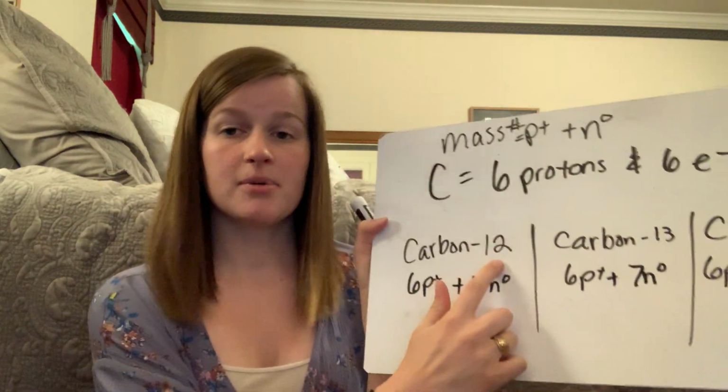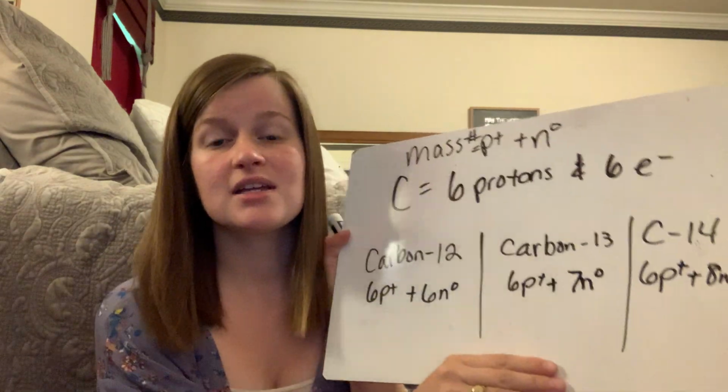This mass number right here, carbon 12, carbon 13, carbon 14, is not the same thing that's on your periodic table. That's something called average atomic mass, which we're going to learn how to calculate in the next video.